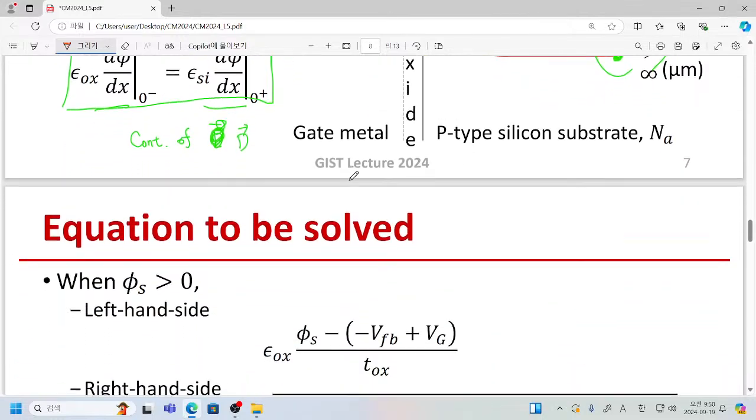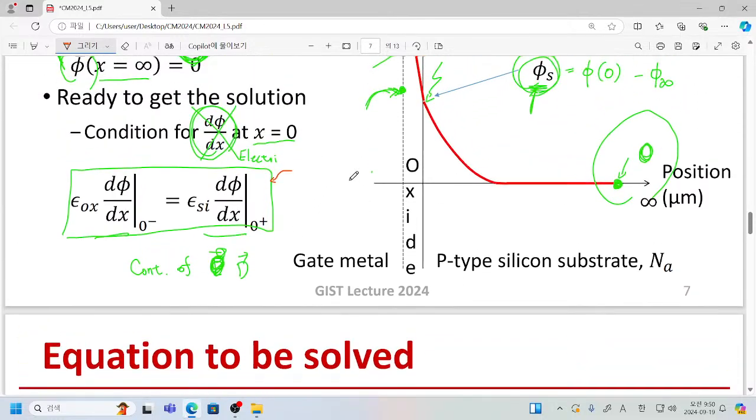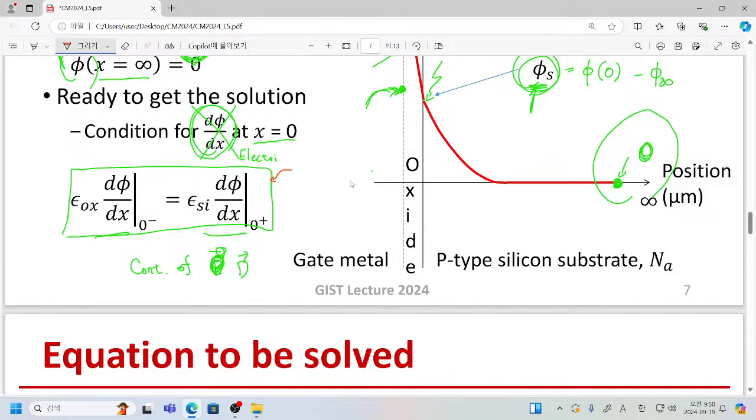Then now, let's think about this one. Do you know the oxide permittivity? Yes, this is a given number. And do you know also the silicon permittivity? Yes, this is a given number.